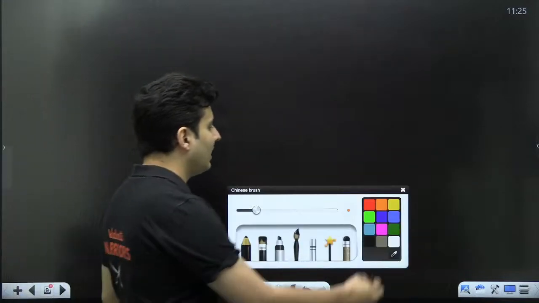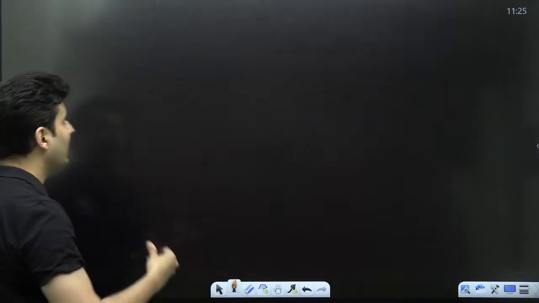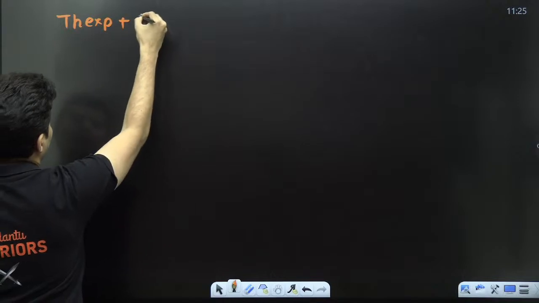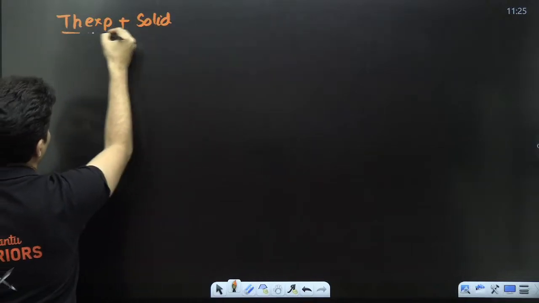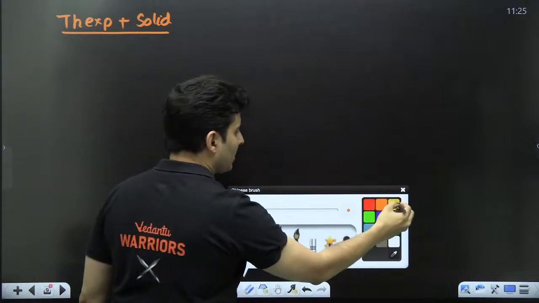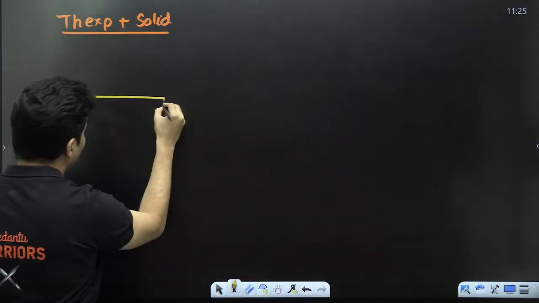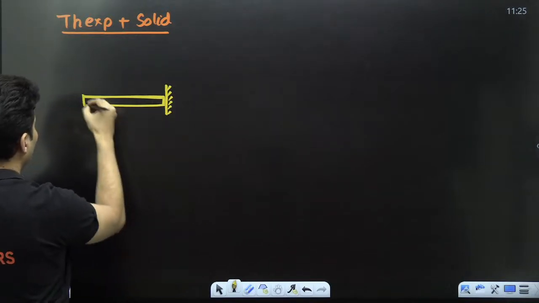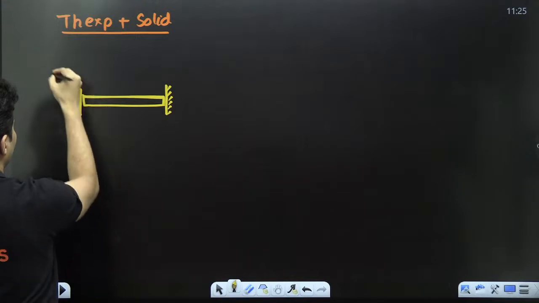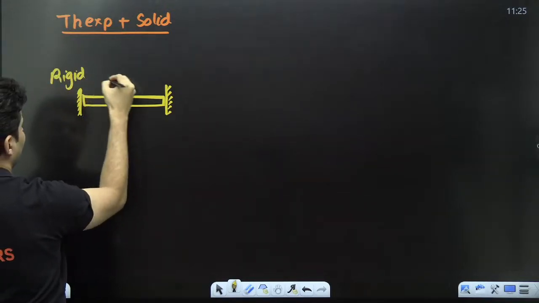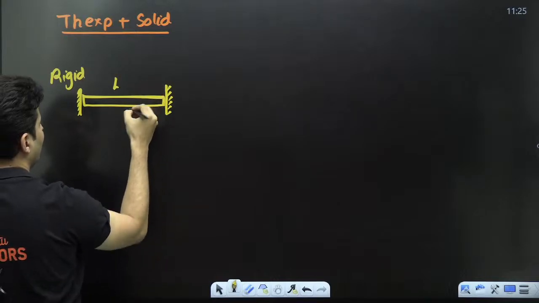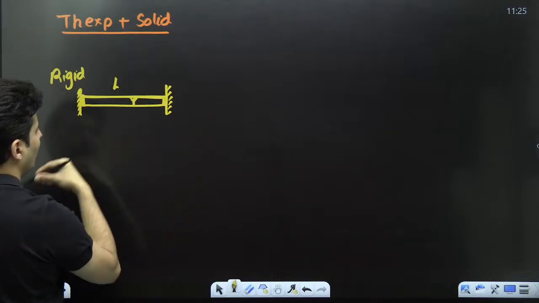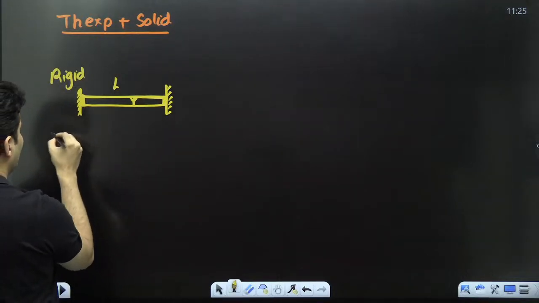Then you can also combine thermal expansion with solid mechanics, or mechanical properties of solids. How? Just observe. There is a rod over here and it is supported by 2 rigid ends like this. The length is L. The Young's modulus of it is Y, and the area of cross section is also given. Right now it is at some temperature T.